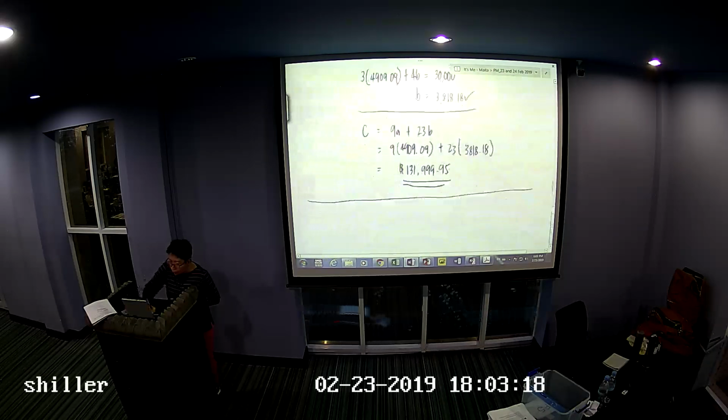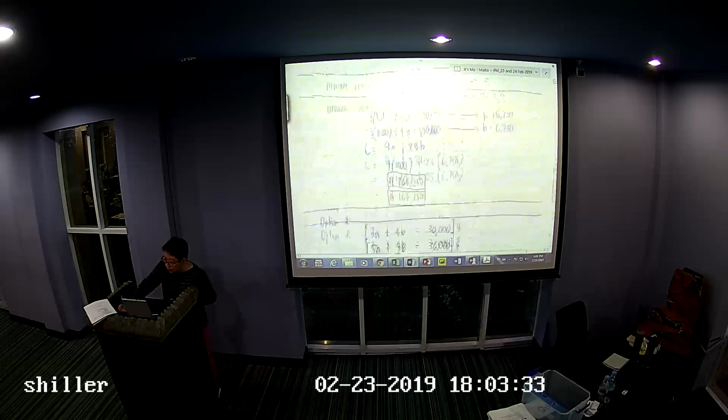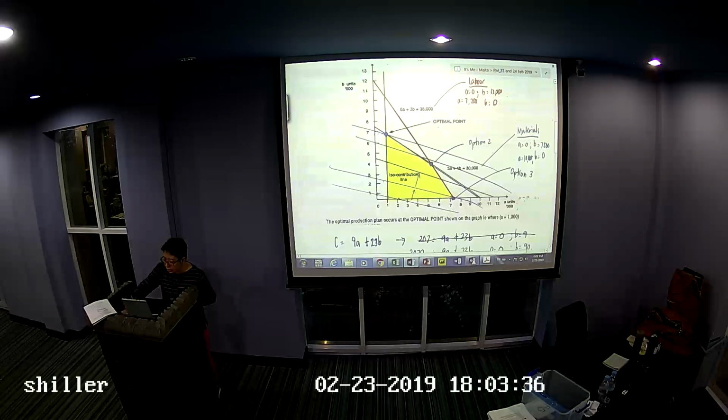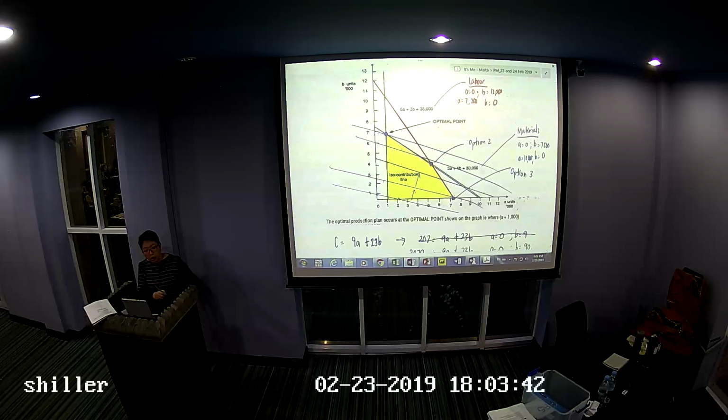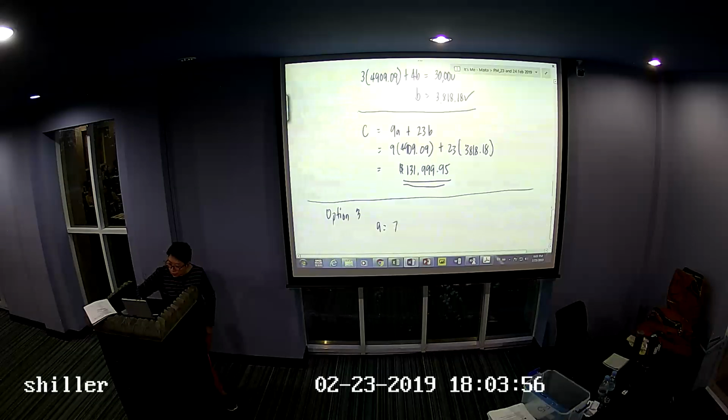What is the third point? Option what? Option 3. Tell me what is option 3. Option 3 says that A is equal to what? Look at option 3. What does it say? A is what? 72. Is that an option? A is equal to 7,000. What did you say earlier? 200. So A is 7,200. Yes?